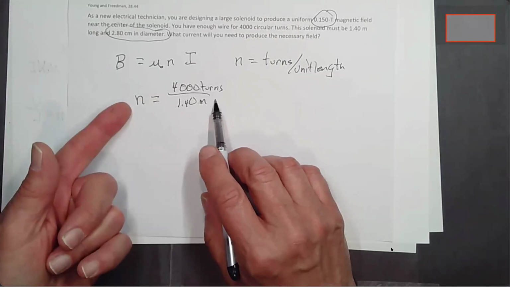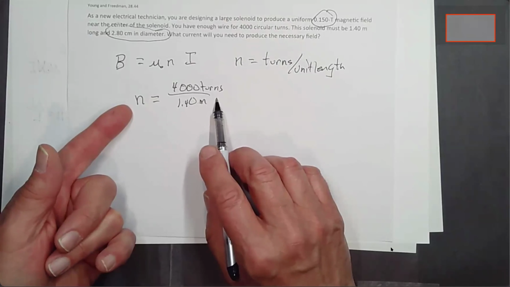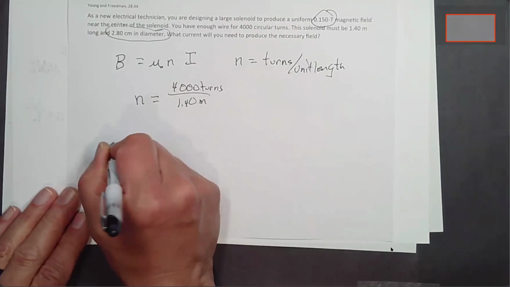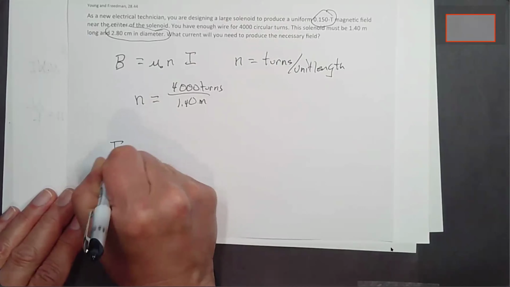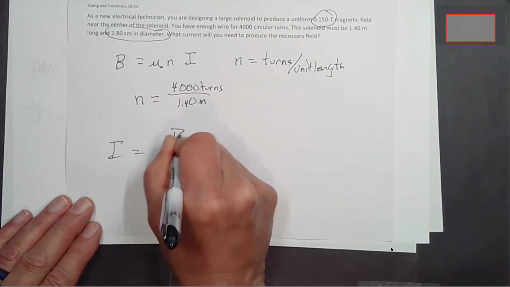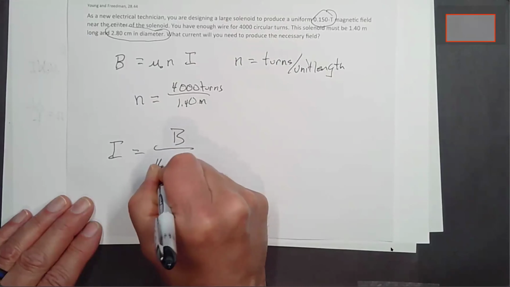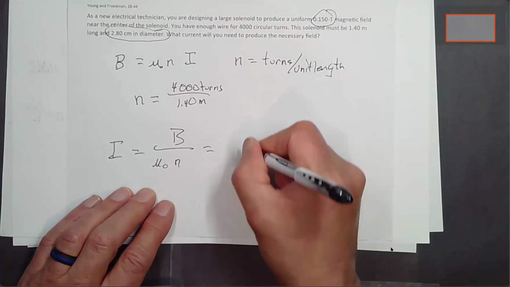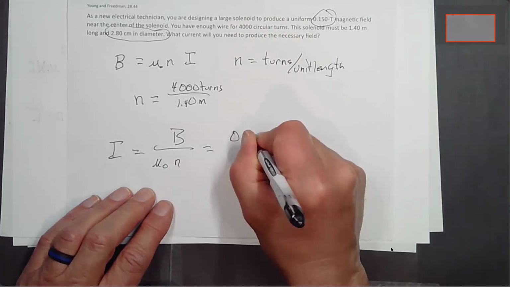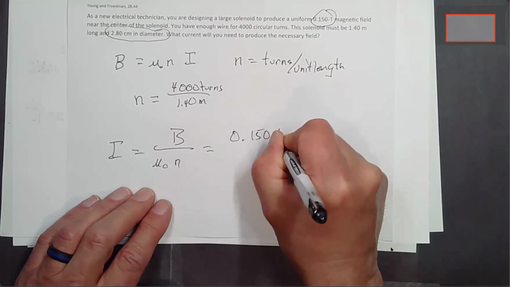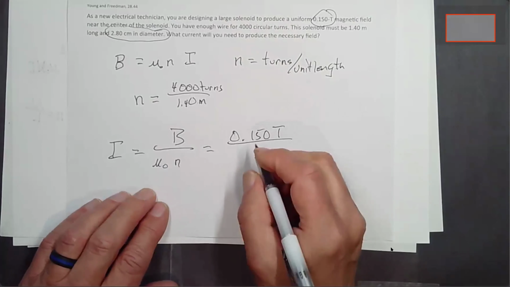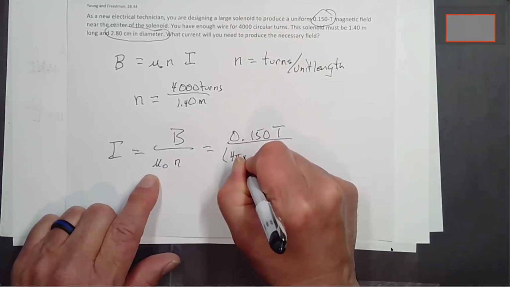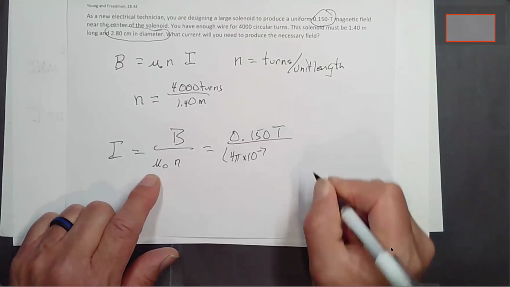I'm just going to leave that N alone for now, and I want to solve for the current that would be needed. So the current will be B divided by mu naught N, and the B is 0.150 Tesla divided by 4 pi times 10 to the minus 7th.